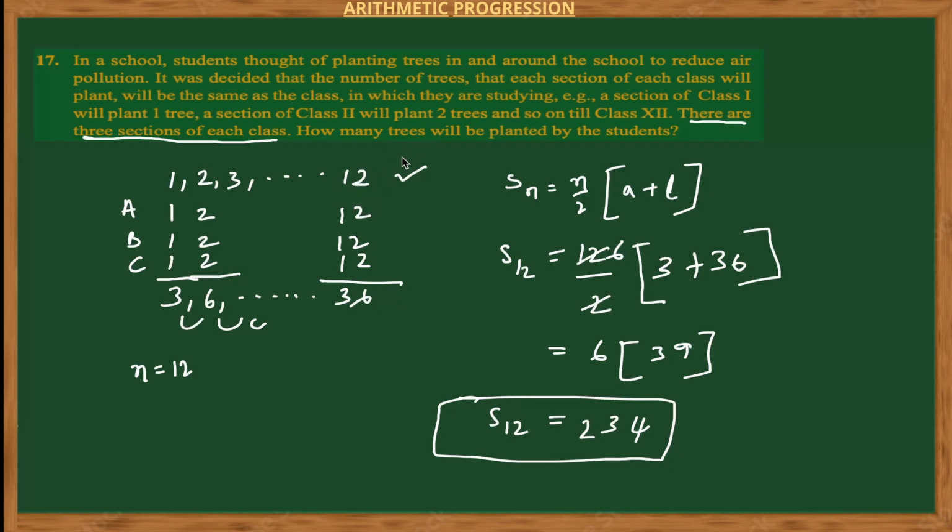So try to read the question more than 2 to 3 times till you get it. Then solving this is easy. Whenever it says how many trees, it is asking for the sum. Since the last term is given, you can use that, or you can use the standard formula n by 2 into 2a plus n minus 1 into d. But if you use the last term, the steps will be fewer when you know the last term.